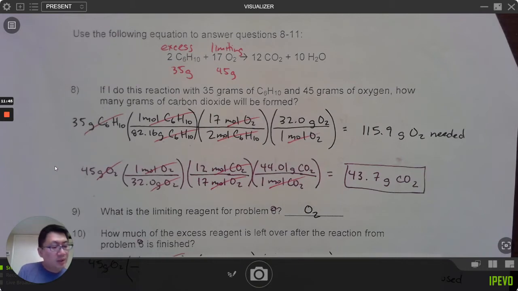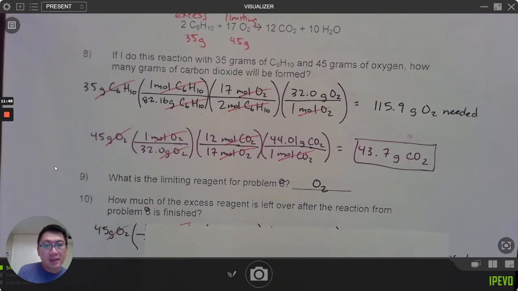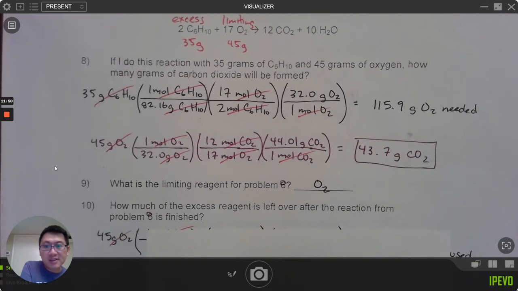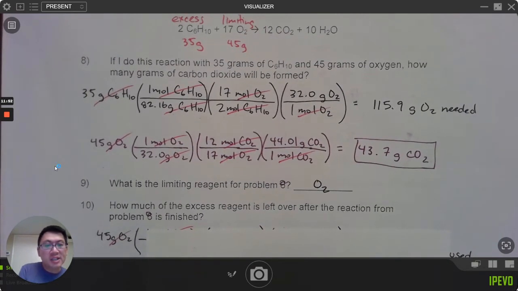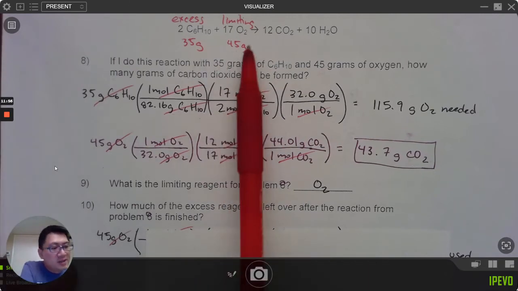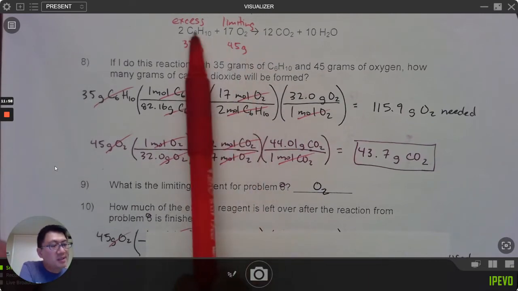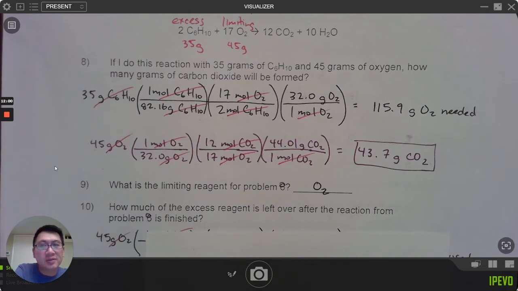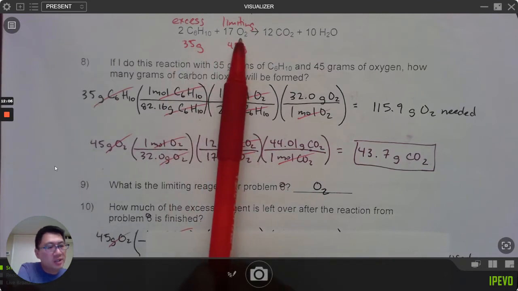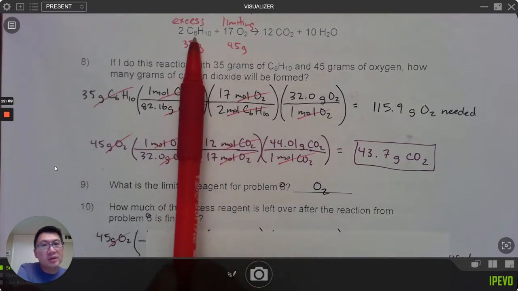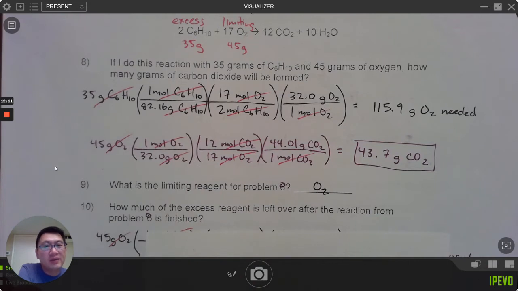Okay, question number 10. The question says, how much excess reagent is left over? Okay, well, first of all, oxygen's the limiting reagent. That means C6H6 is my excess reagent. What it's saying is, okay, well, I know this thing's going to run out. That's my limiting reagent. And I know this thing I'll have extra of. How much extra will I have?